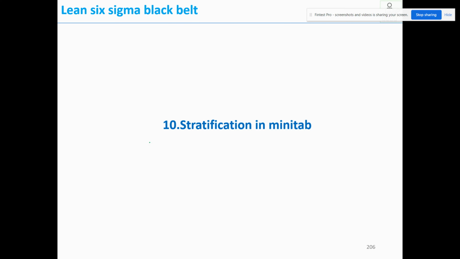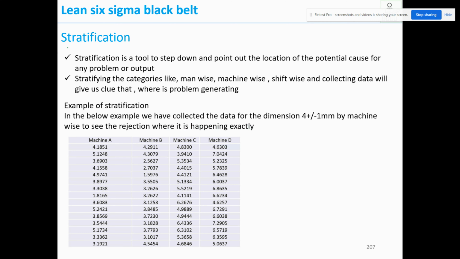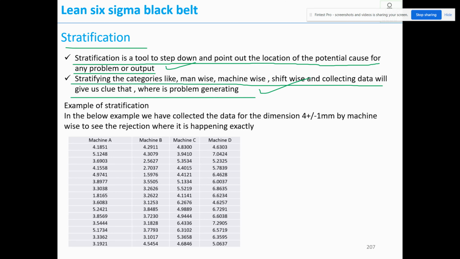So next we'll go for stratification, how to do stratification in Minitab. Stratification is a tool to step down and point out the location of the potential cause for any problem or output. Stratifying the categories like man-wise, machine-wise, shift-wise and collecting data will give us the clue where the problem is. Suppose you are producing the same part linked with a variety of categories. Then you can collect data category-wise, and we can get a clue where the root cause will be or which is creating a variation, something like that.